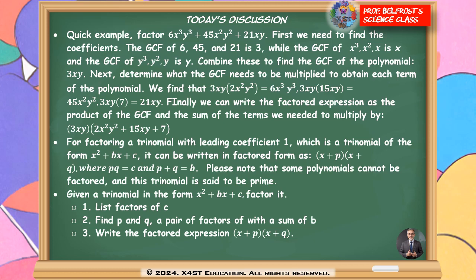List factors of c, then find p and q, a pair of factors with a sum of b, then write the factor expression (x plus p)(x plus q).